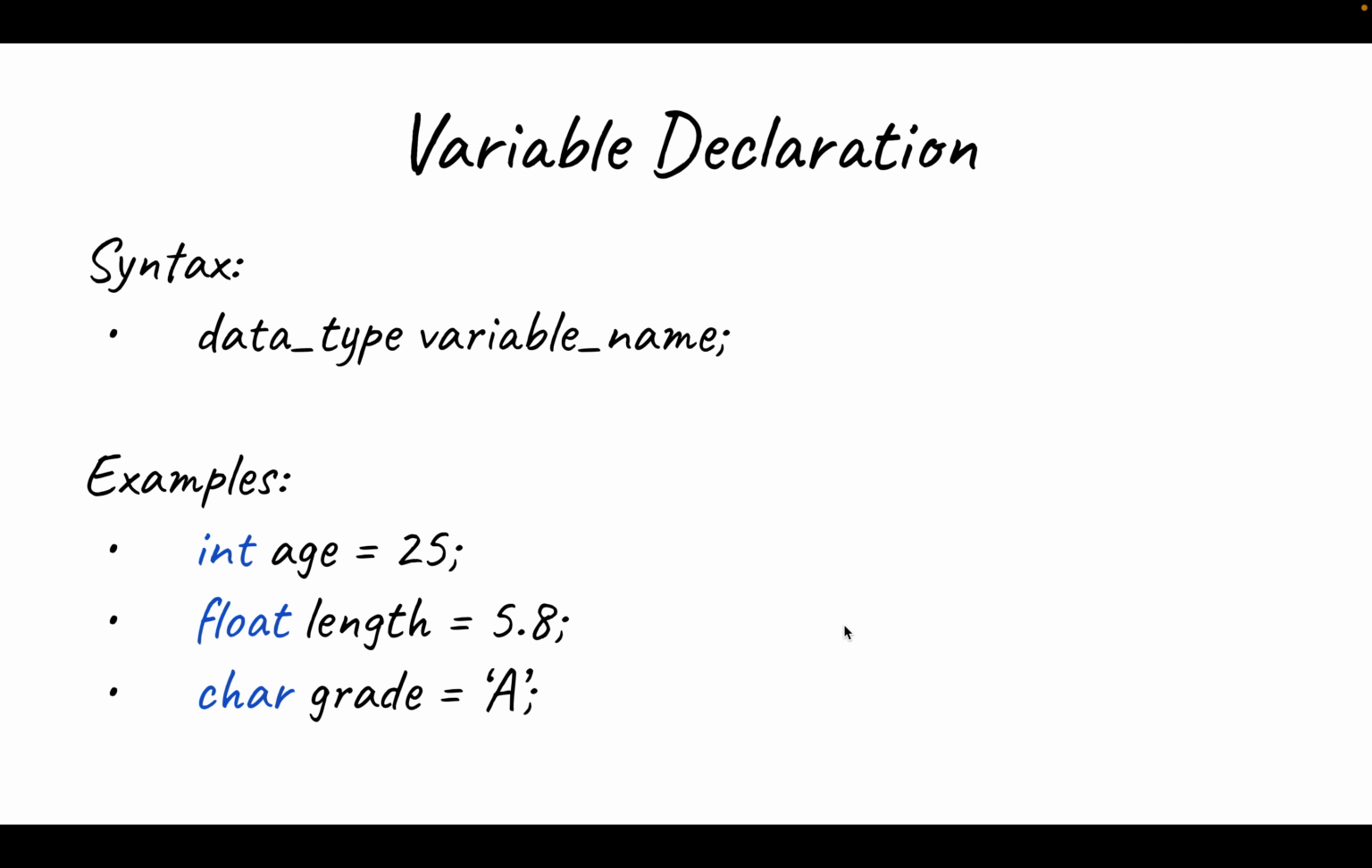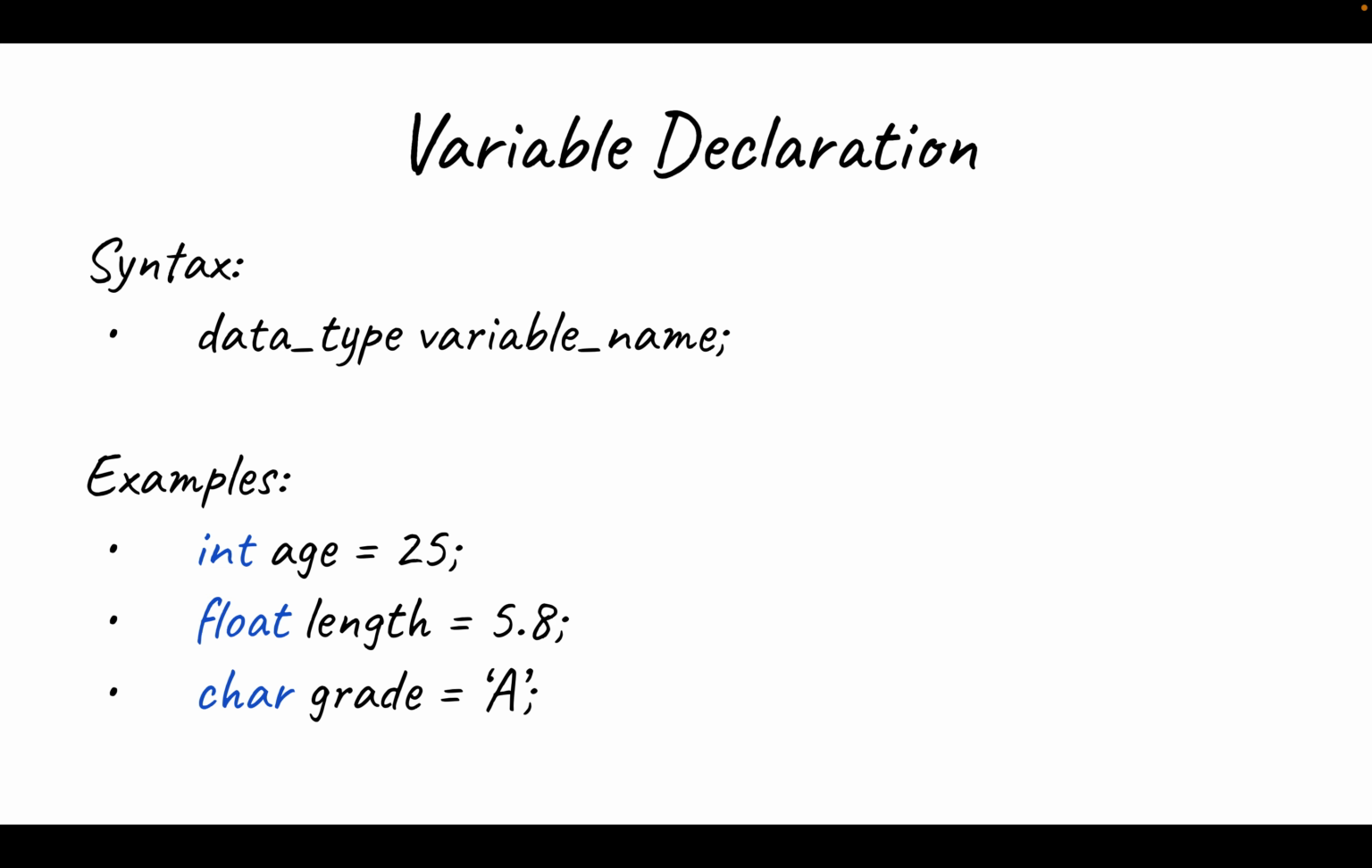Variable declaration syntax is data type and variable name. Example: int age = 25. Int is a data type, age is a variable name, and we are assigning 25 to age. It means int age equals 25 is a variable.